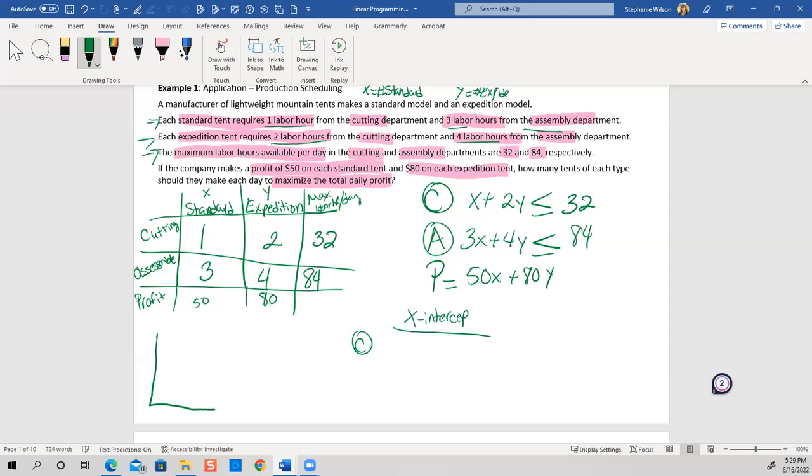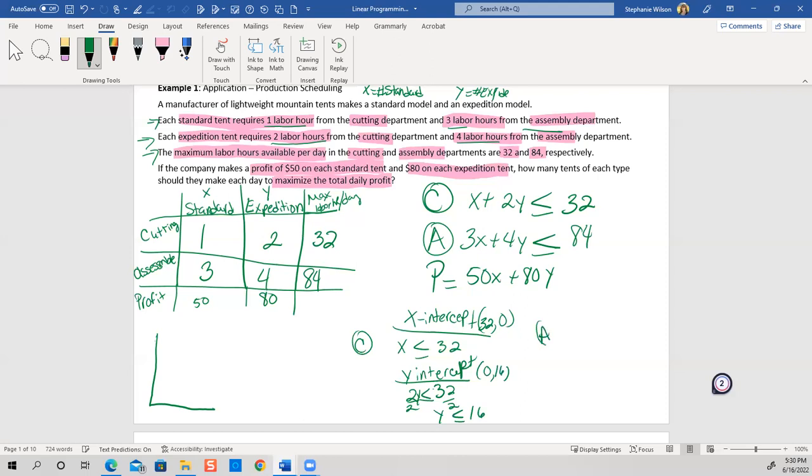Whenever I'm crossing the x-axis, I know y is 0, so I'm going to plug in 0. That leaves me with x is less than or equal to 32. So now I'm going to find the y-intercept for C. Whenever we cross the y-axis, x is 0. So I'm going to plug in 0 for x, and I get 2y is less than or equal to 32. Divide by the 2. Now I got y is less than or equal to 16.